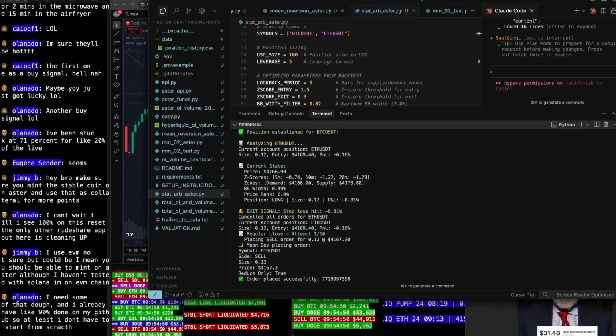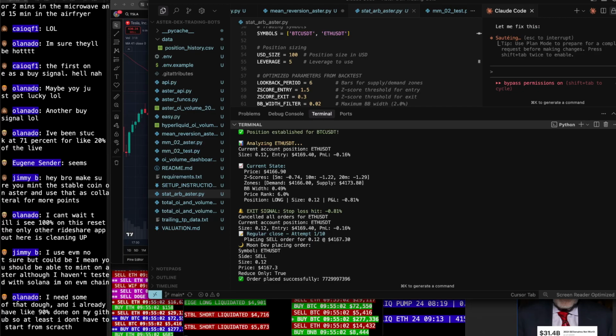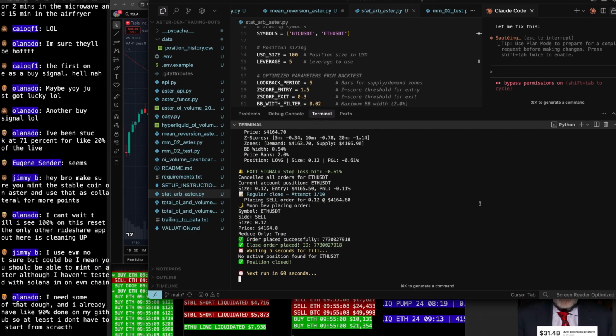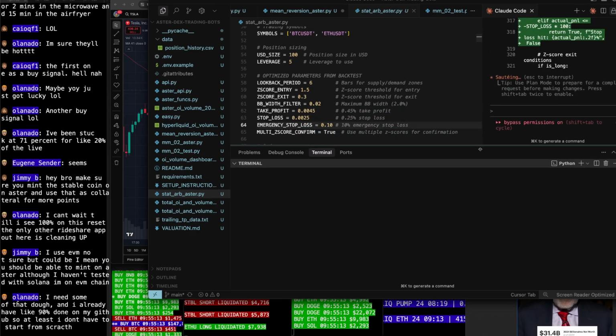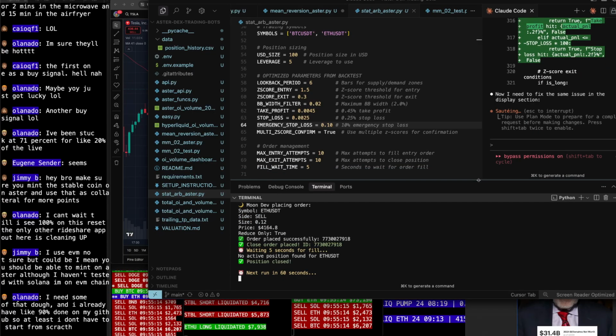Okay, so the first two trades were unprofitable. But the good thing is that, I don't know if there was a good thing, but we'll see. It looks like they're not making more trades, which is good. Next run in 60 seconds, so it runs every 60 seconds. Seems like it makes a trade every time it runs.